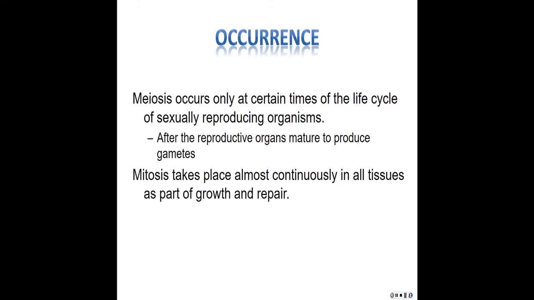Meiosis occurs only at certain times of the life cycle of sexually reproducing organisms. Basically, once you reach reproductive age, that's when meiosis begins in earnest, and you start to produce your sperm if you're male. If you're female, you already produce your eggs when you're developing as a fetus. And mitosis takes place continuously in all tissues as part of normal natural growth and repair.